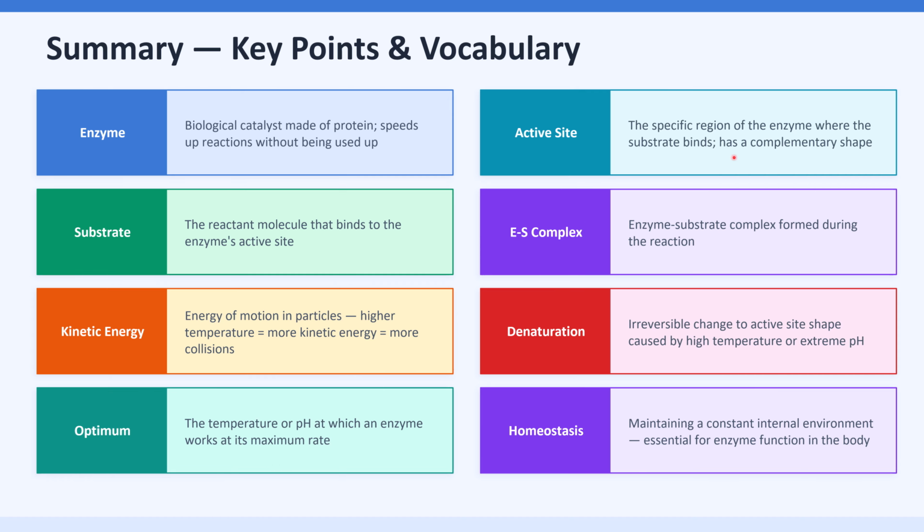Active site: the specific region of the enzyme where the substrate binds, which has a complementary shape. Enzyme-substrate complex: formed during the reaction. Denaturation: irreversible change to active site shape caused by high temperature or extreme pH. Homeostasis: maintaining a constant internal environment, essential for enzyme function in the body.